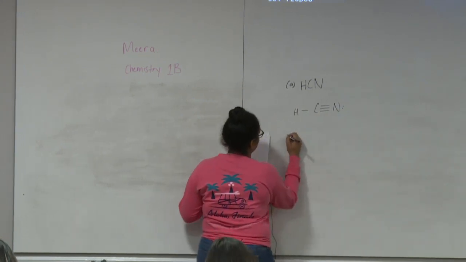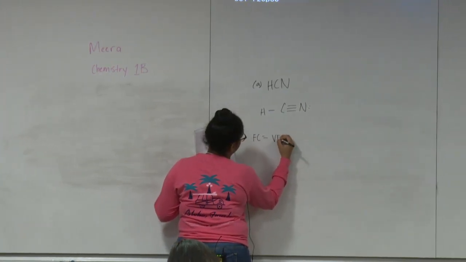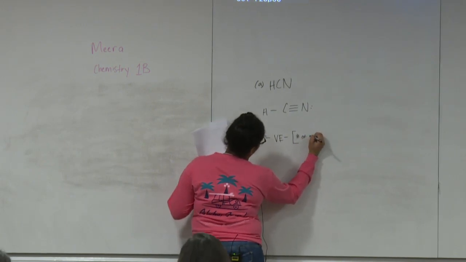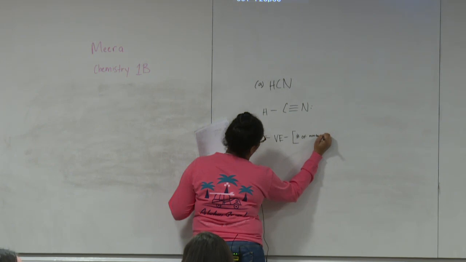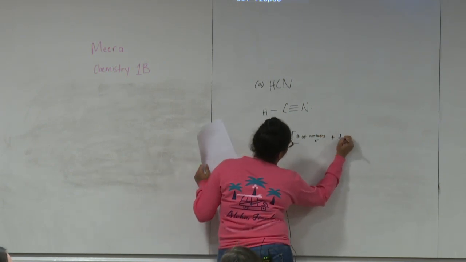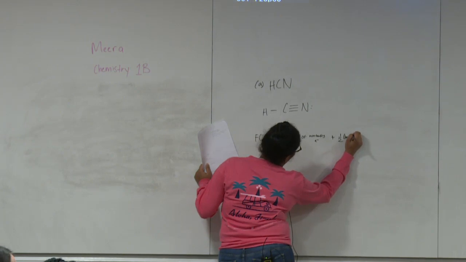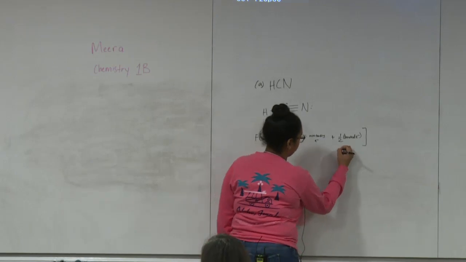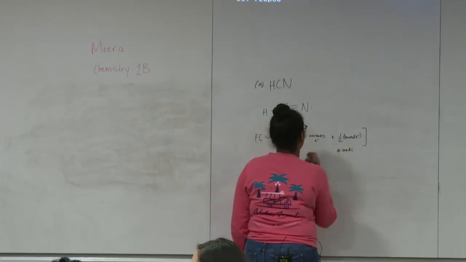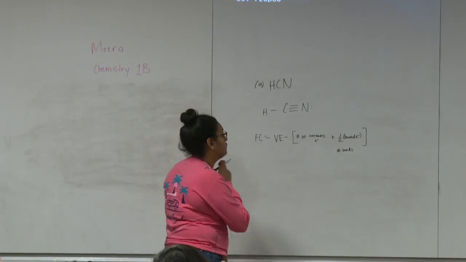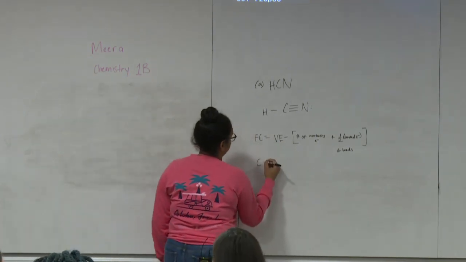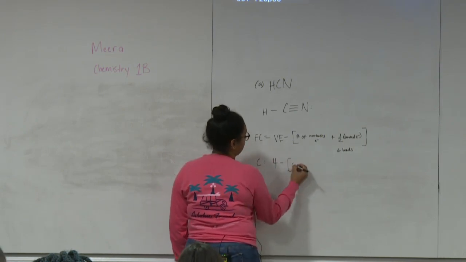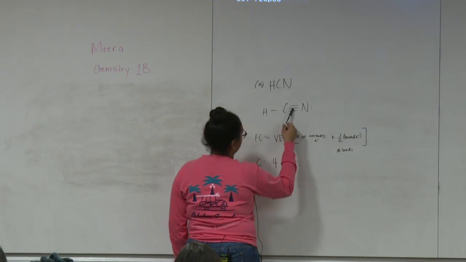So formal charge, you're going to find by doing the number of valence electrons minus the number of non-bonding electrons plus 1/2 bonded electrons. Another way you could do 1/2 bonded electrons is just the number of bonds, basically. So if we look at the formal charge for each of these elements, carbon has 4 valence electrons. There are no non-bonding electrons, and it has 1, 2, 3, 4 bonds.